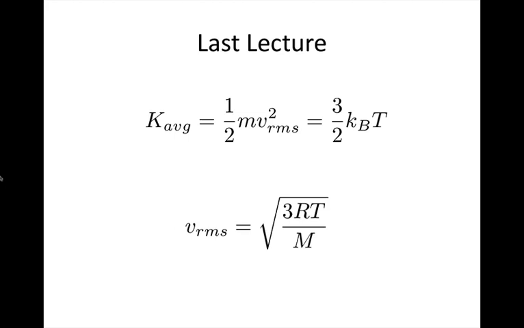So the most important things we saw last lecture, we derived an equation for the temperature of an ideal gas. And so we found that 1/2 m v squared RMS, so this is the average kinetic energy per molecule, is equal to 3/2 kB T. And so just rearranging this and replacing the kB with R and the mass of one molecule with the molar mass, we can see that the root mean squared velocity is equal to the square root of 3RT on the molar mass.